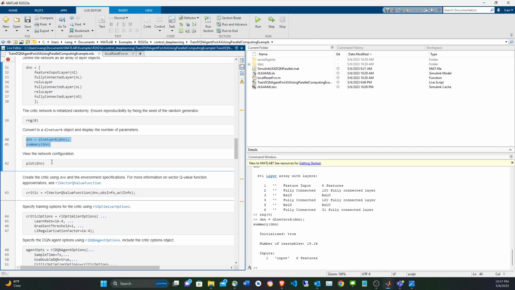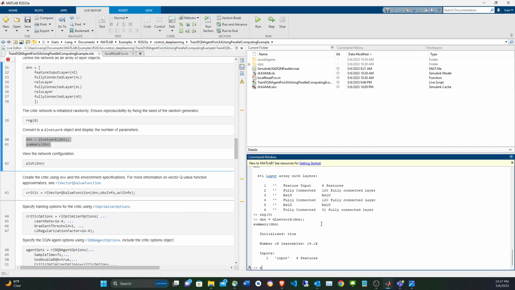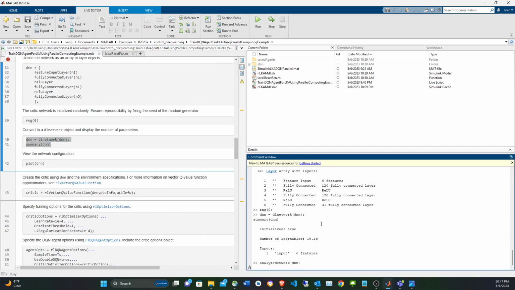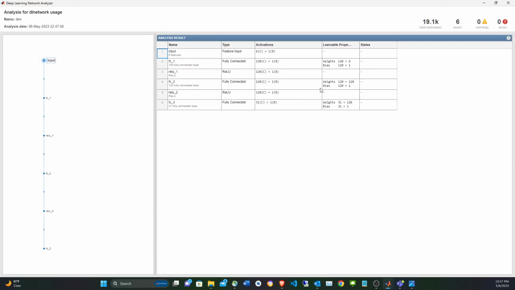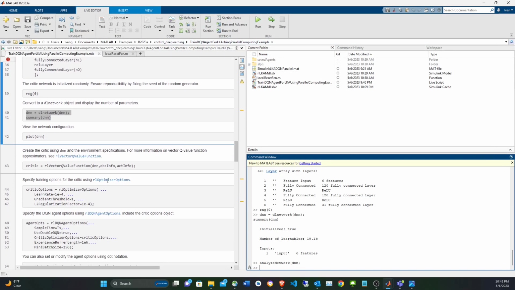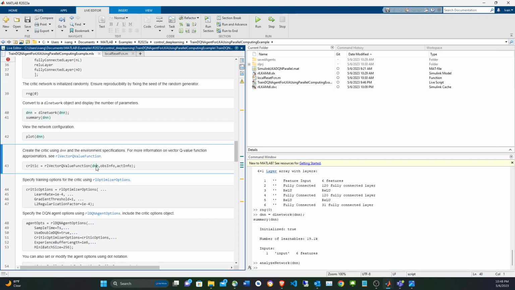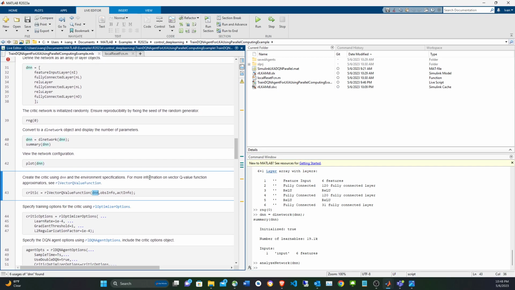Okay, so now we can plot it, but I'm going to use this analyze network function, which is a little better. You can see the network is pretty simple. 6 observation inputs, and the output are the actions, with 120 internal layers plus ReLU for regularization. Pretty basic deep learning network. So now we have the Q network with the DNN.